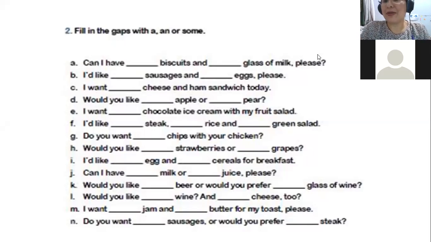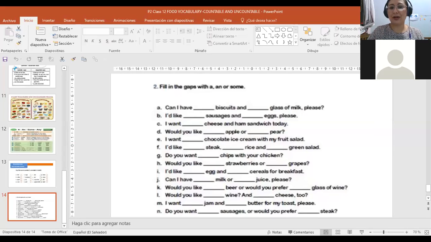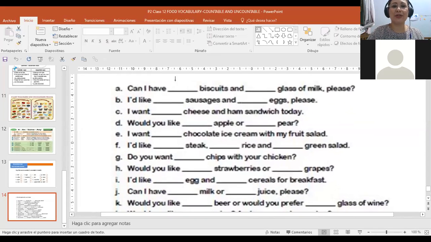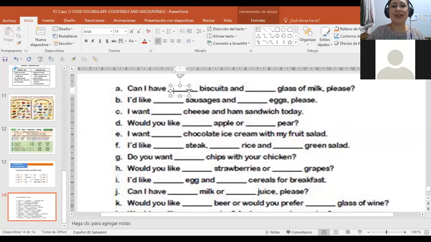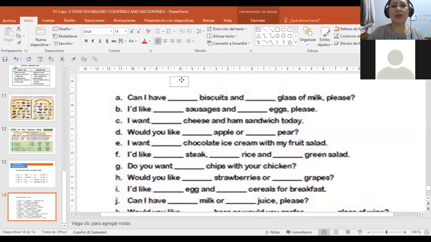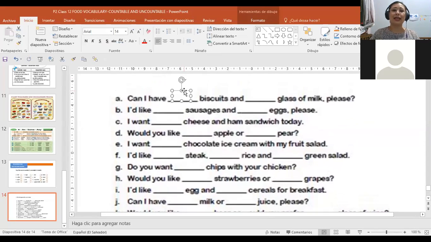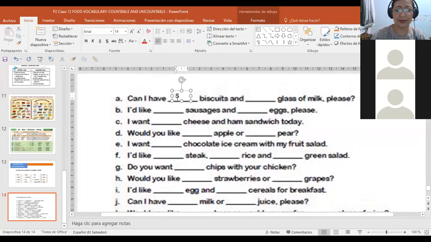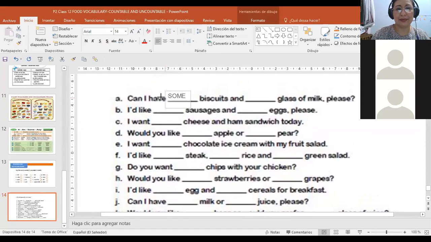Okay, my dears, people are coming back from the practice. So now we are going to start sharing the answers. Let me just take a look at how it is. And I would like to have some volunteers. Okay, let's start. Who would like to solve letter A? ¿A quién le gustaría resolver la letra A? Can I have biscuits and glass of milk, please? So how did you answer? ¿Cómo respondieron? Can I have some biscuits and a glass of milk, please?